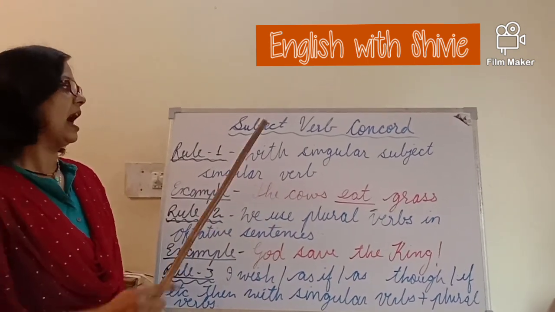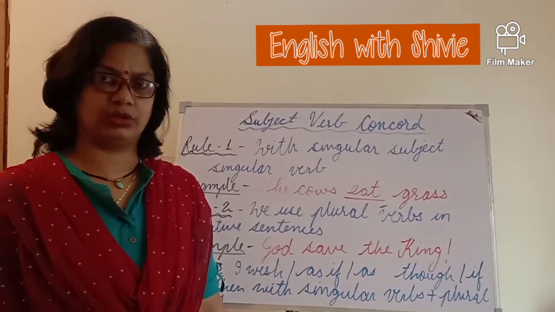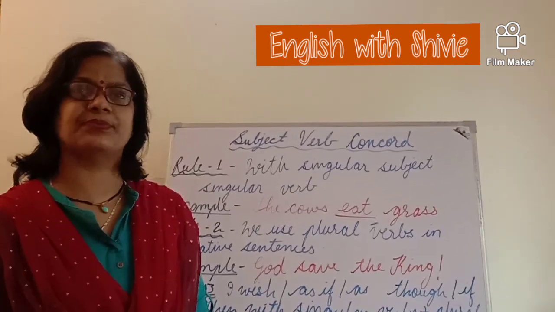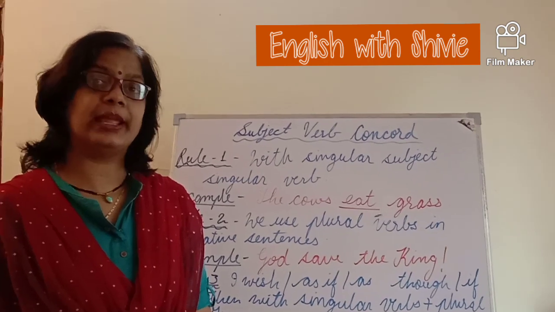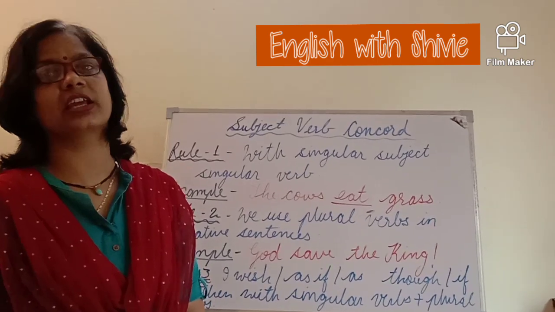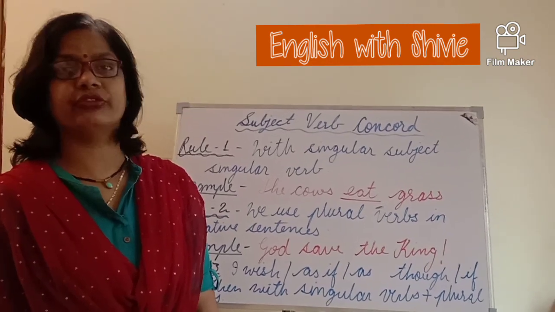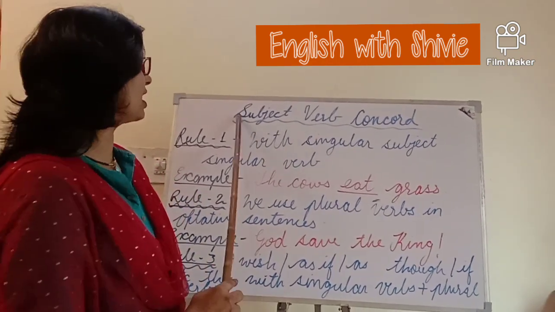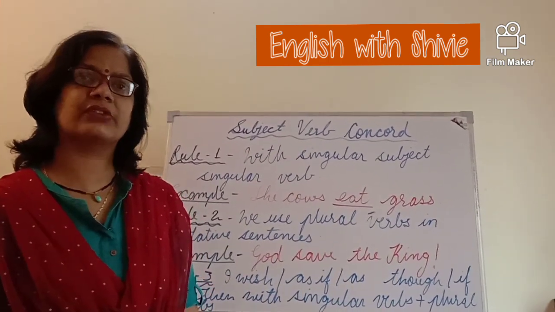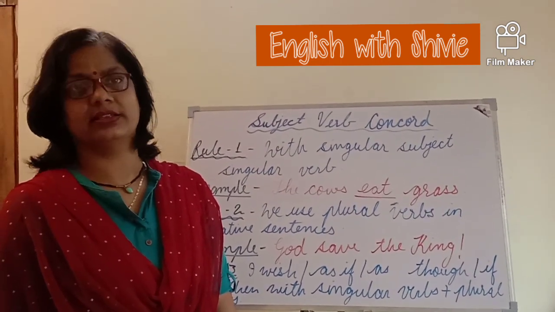So here I have written subject verb concord. First of all, we have to know what subject verb concord is. As I have told you, subject verb concord is also known as subject verb agreement. The name shows the agreement between subject and verb. Here are the two words, subject and verb. If there is agreement between the subject and the verb, there will be subject verb agreement. Where will we see the subject verb agreement? In our writing, in our written work, in the sentences.